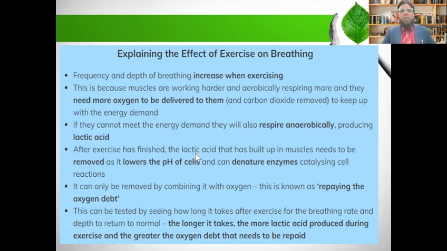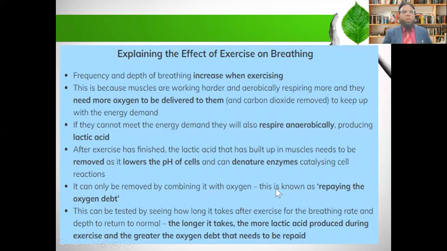After exercise has finished, the lactic acid that has built up in the muscles needs to be removed, as it lowers the pH of cells and denatures enzymes catalyzing the cell reactions. See, after the exercise, our muscles are stiff, and even after exercise, our breathing rate is high. Why? We take more oxygen to break down this lactic acid and to normalize the pH of the blood, because during exercise there is a high amount of CO2 in the blood, due to which the pH turns acidic. So it can only be removed by combining it with oxygen.